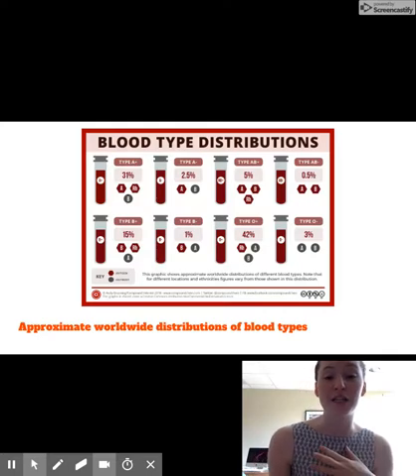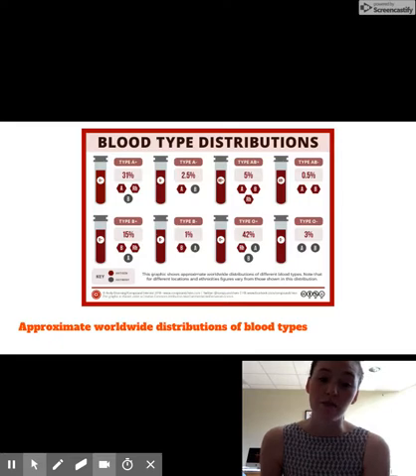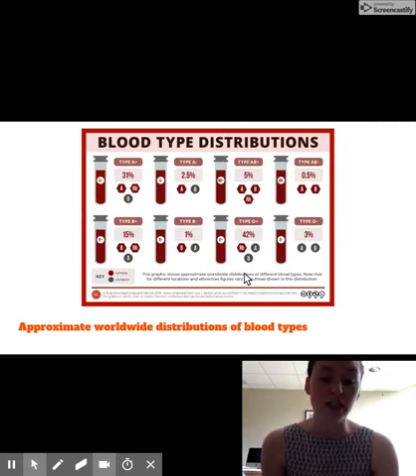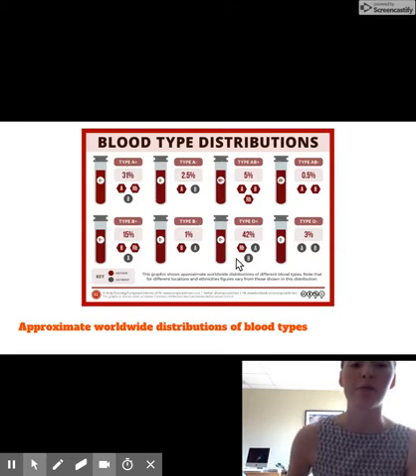So a lot of people ask, like, what's the most common blood type, or is this rare or common? So this is approximate worldwide distributions of blood type. You'll notice that A positive is really common at 31%, and also O positive is incredibly common at just over 40%. Okay, those are the two most common blood types.